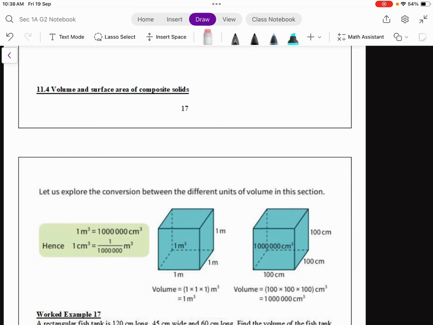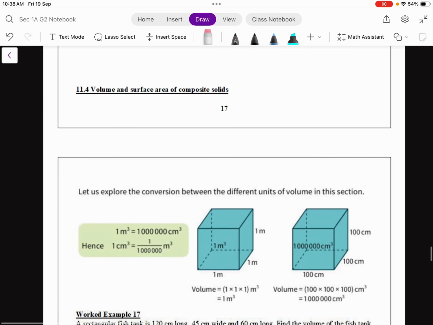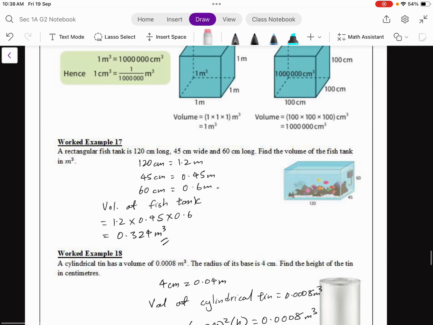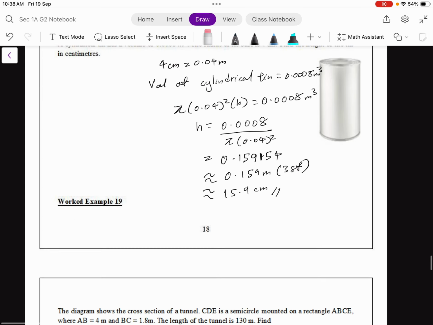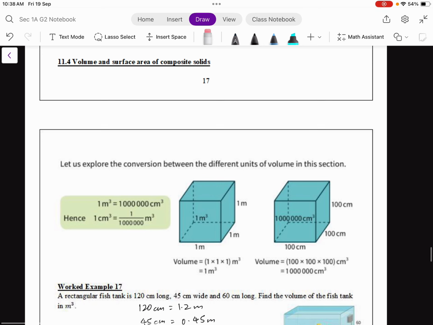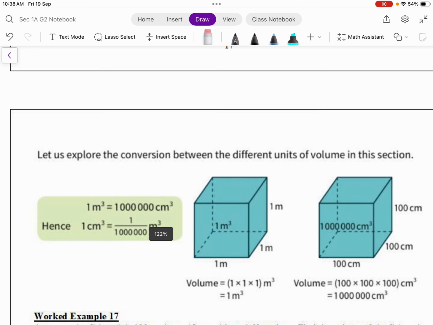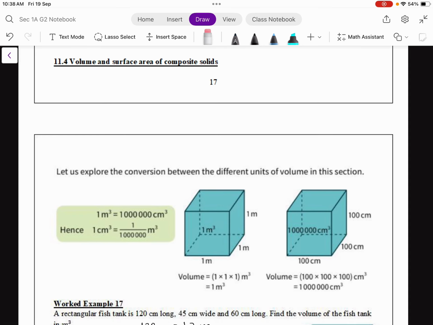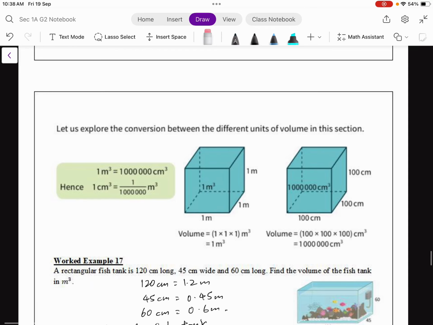Okay, so this is the final video, which covers examples 17 to 20, right? Don't do example 21. From here we are going to learn about the volume and surface area of composite solids, right?